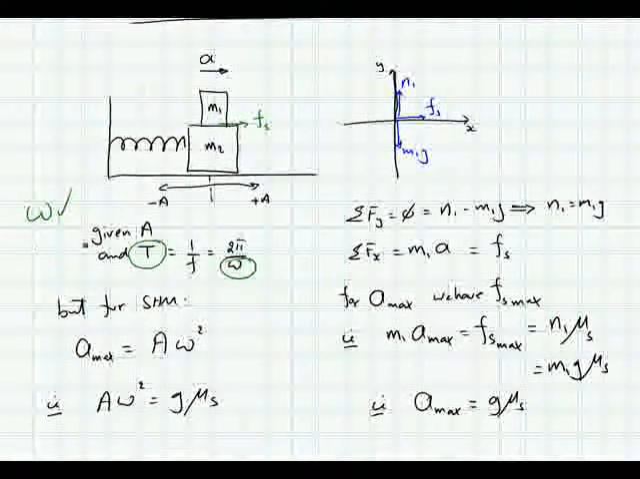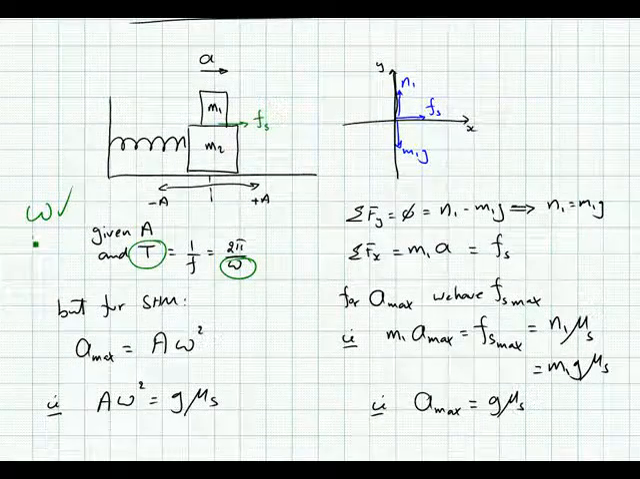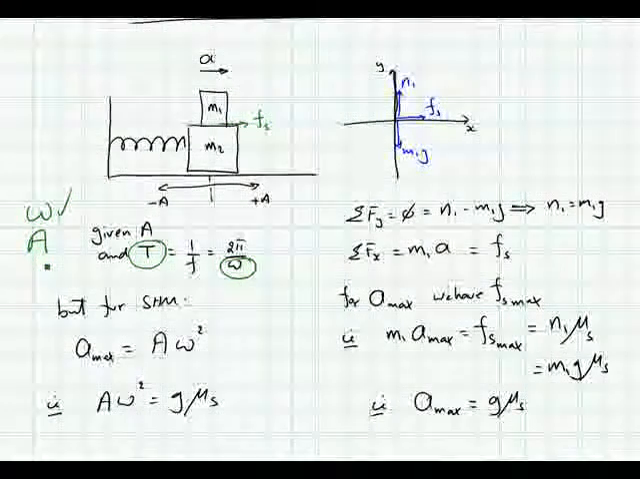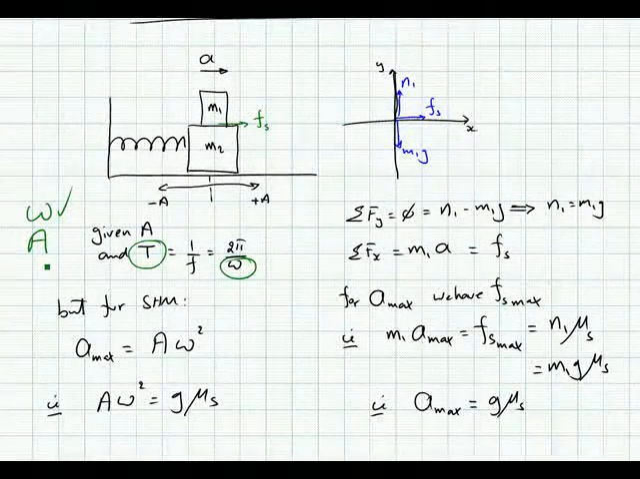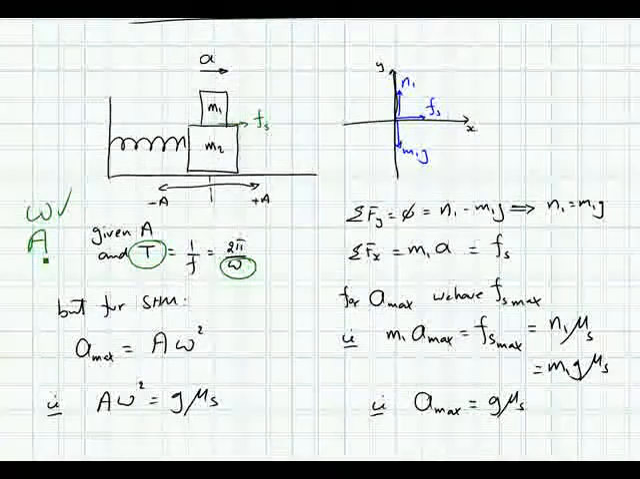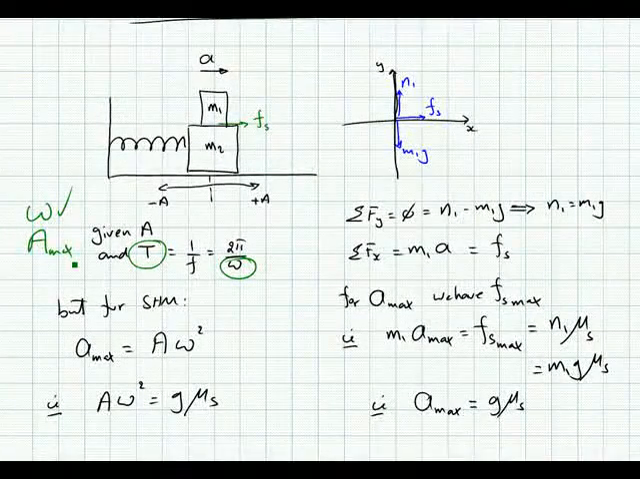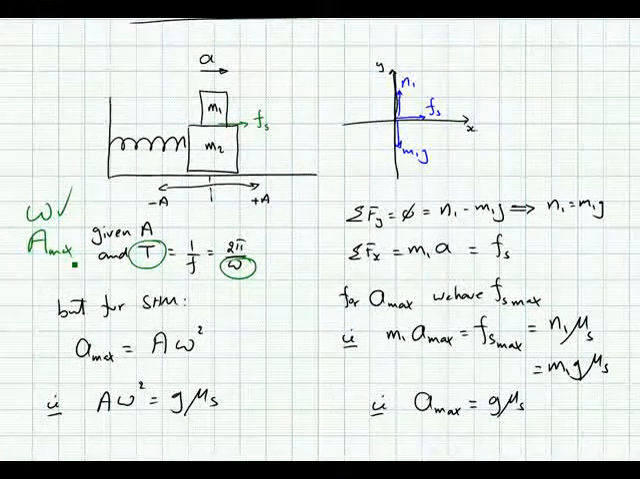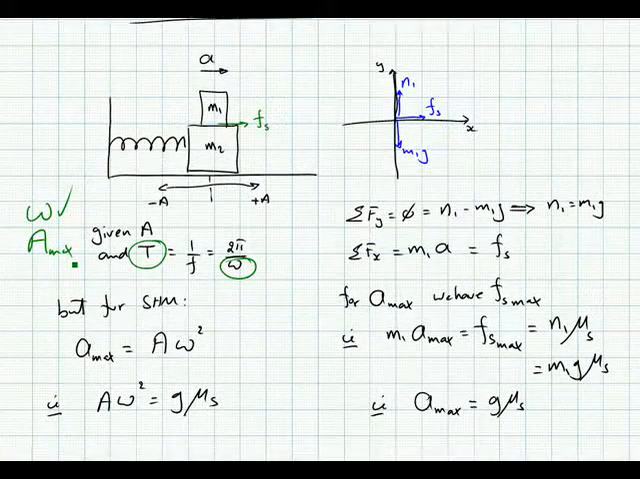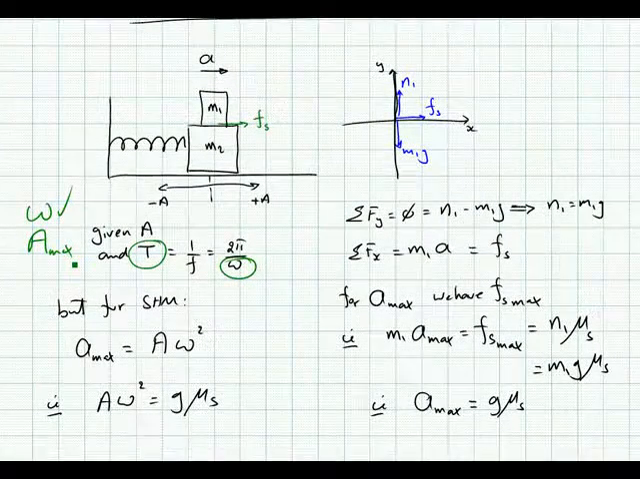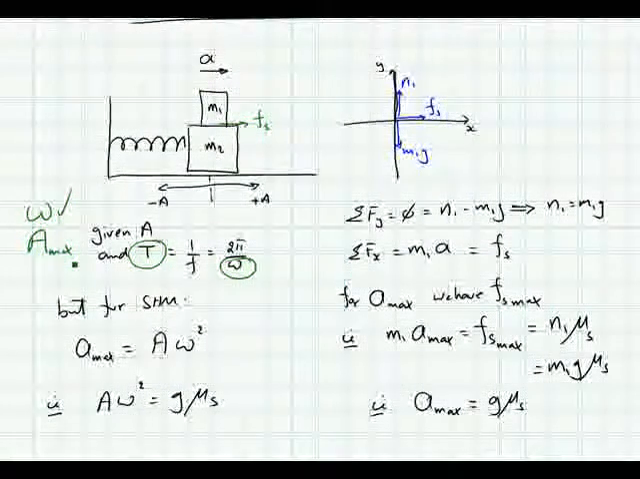And we're also told that when the amplitude of oscillation reaches A max, then mass M1 begins to slip, and we are asked to figure out what the coefficient of static friction is between M1 and M2.